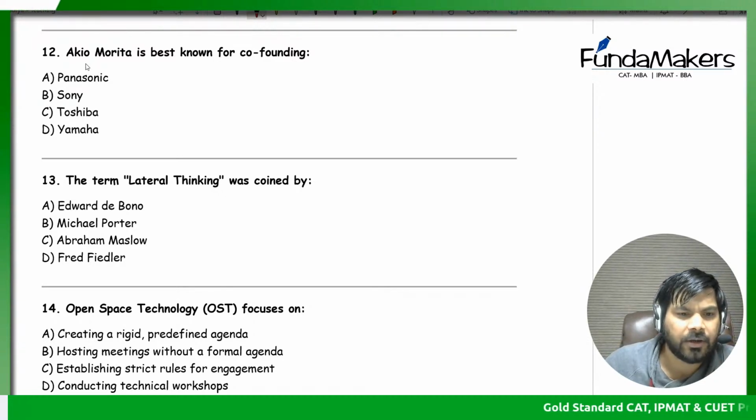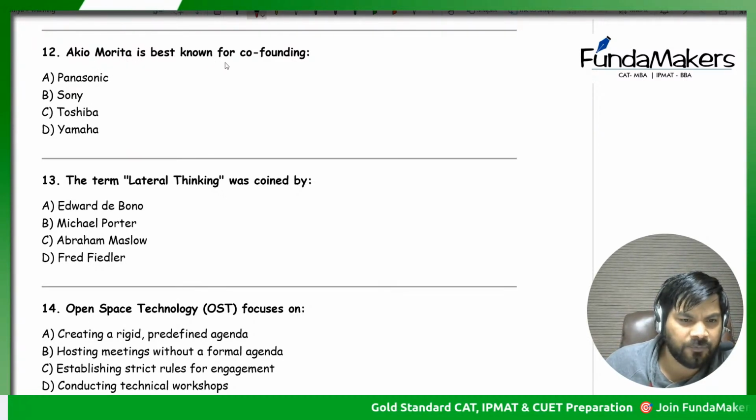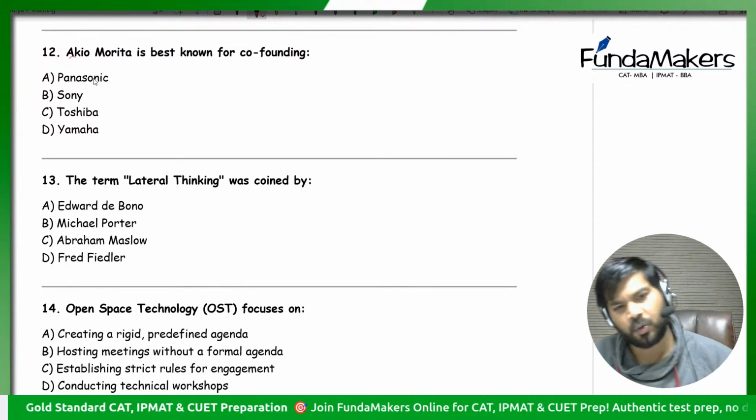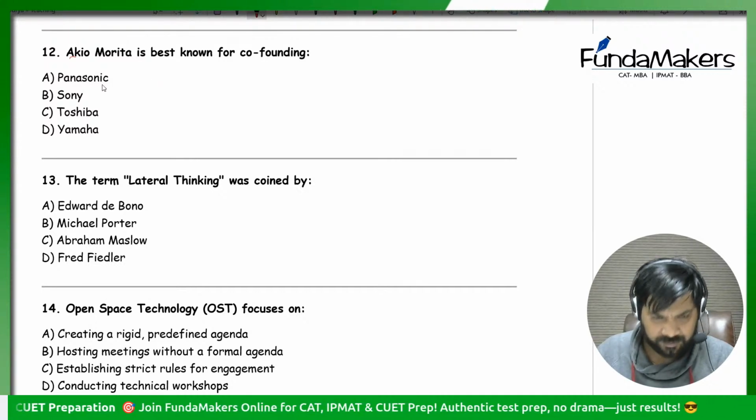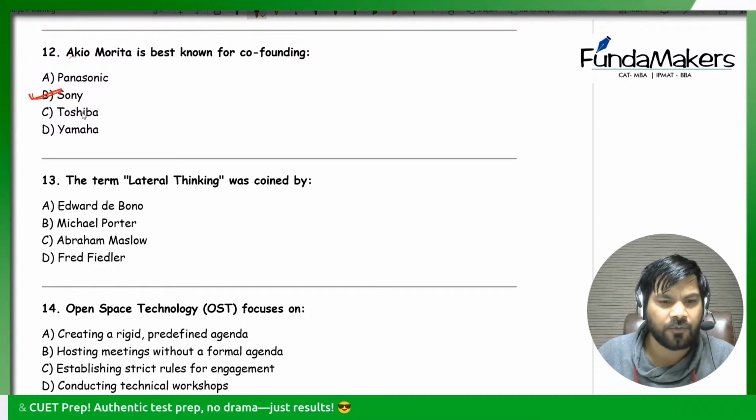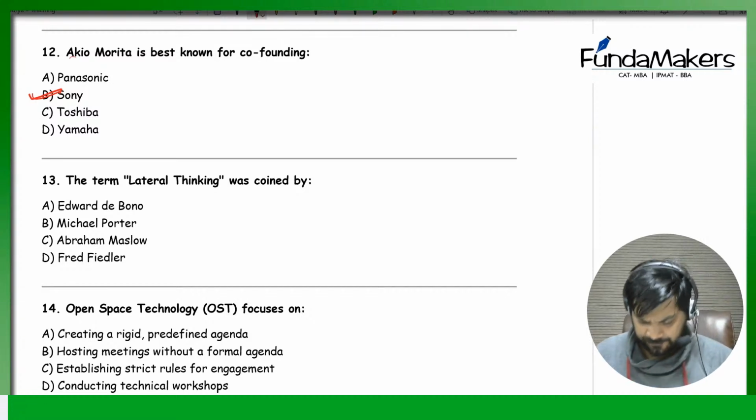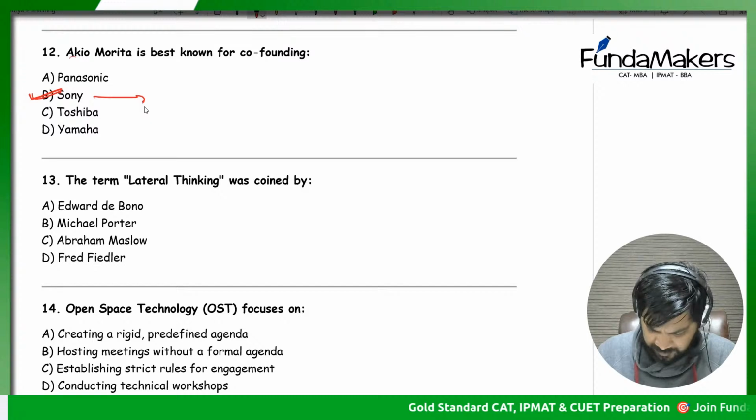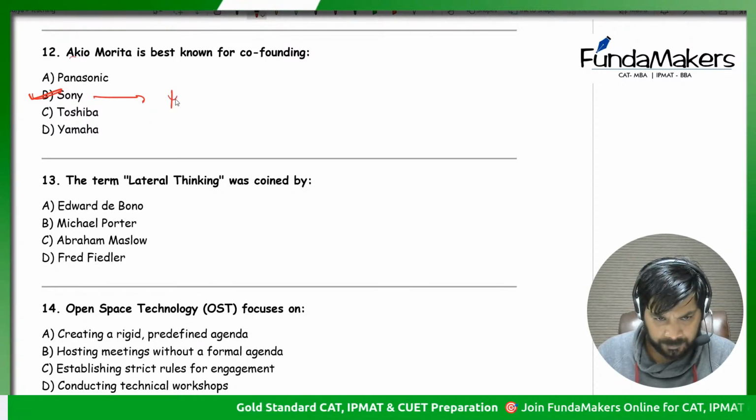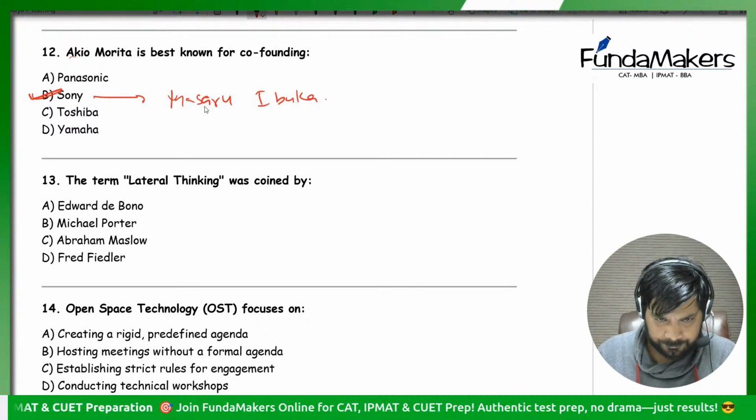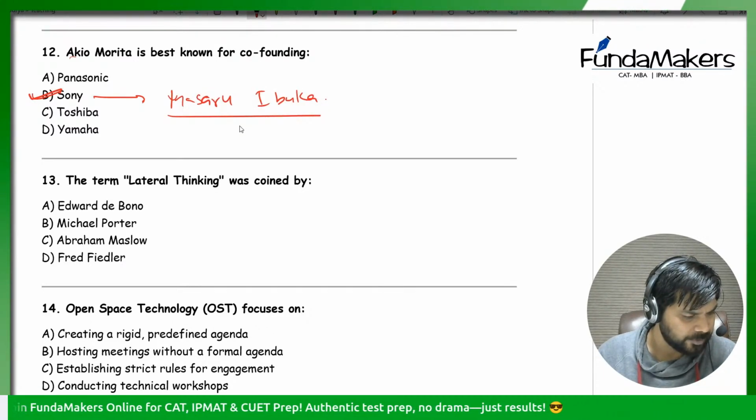Okay. All right. Akio Morita is best known for co-founding what? Sony, right? He is best known for co-founding Sony. He co-founded Sony along with this very famous person called Masaru Ibuka, right? Very, very famous person.